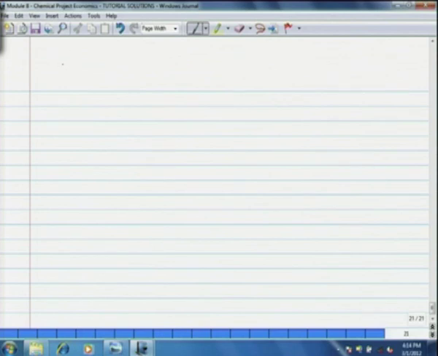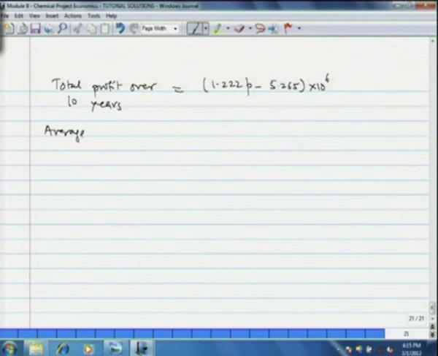The average profit, total profit over 10 years is 1.222 into P minus 5.265 into 10 to power 6, and then the average profit per year is that divided by 10.